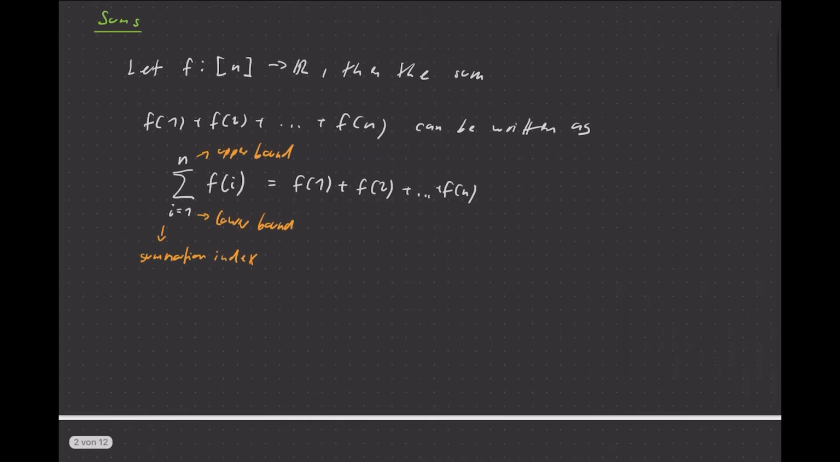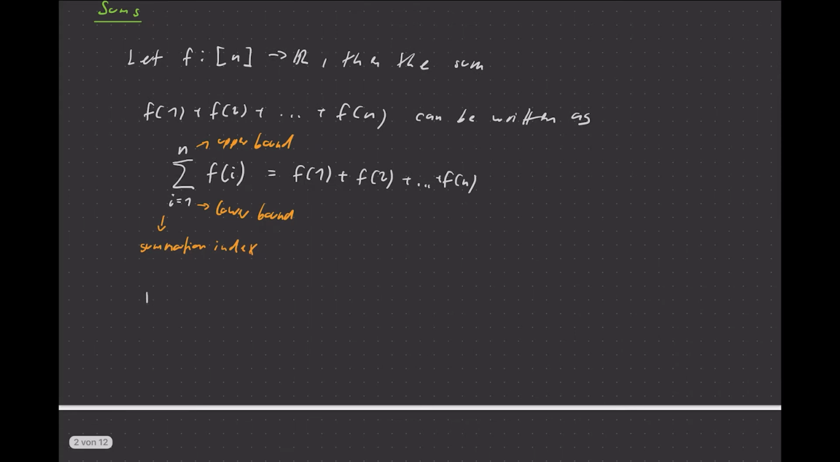Okay, and there's one more convention that you should be aware of, and that is the empty sum. So if, for example, the lower bound is higher than the upper bound, so there are no summands in that sum actually, that is the empty sum. The empty sum, by convention, evaluates to 0.